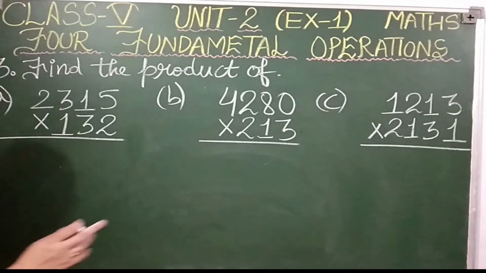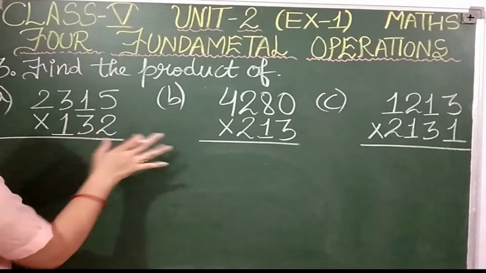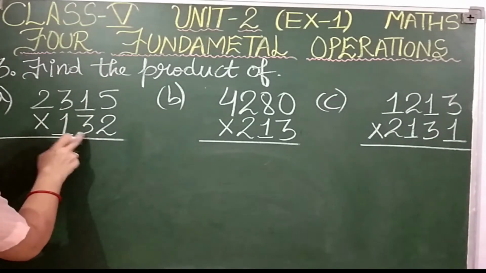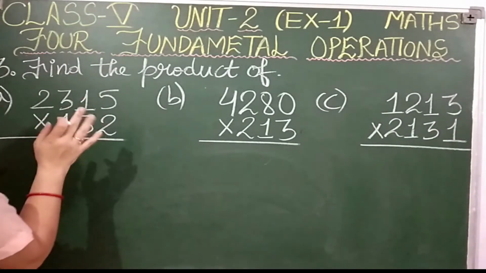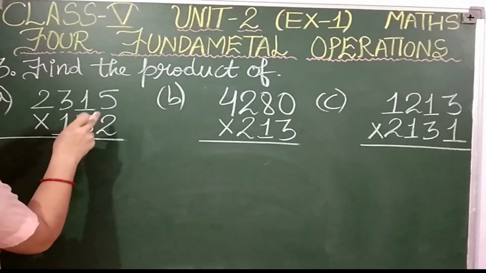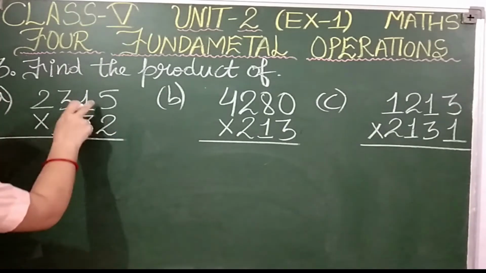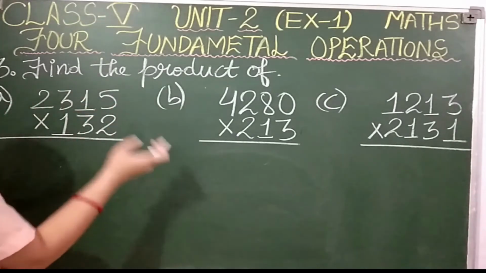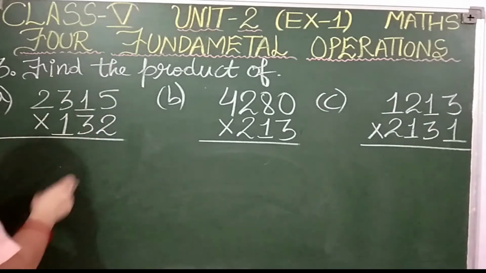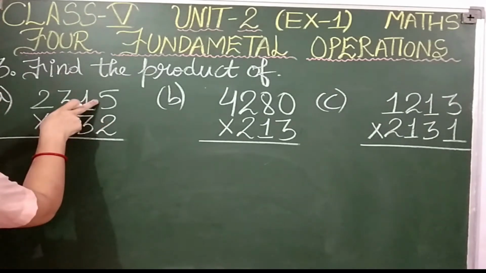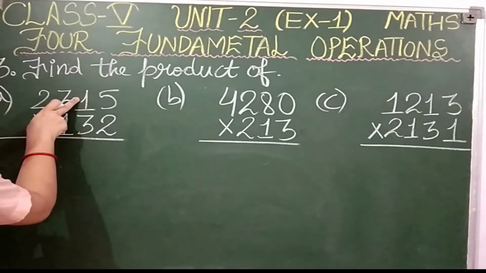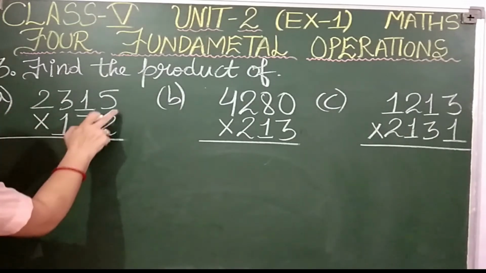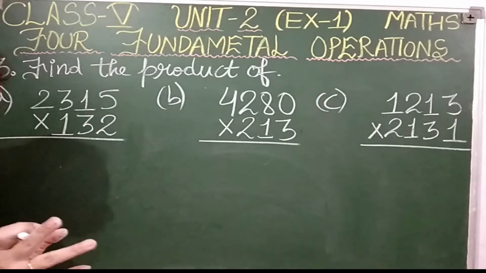Now how to multiply, students? See here, check the place value: ones, tens, hundreds, thousands. Here ones, tens, hundreds. First we have to take the ones digit. This ones digit will multiply each and every digit written at the top, at their respective place values. So here this 2 will multiply 5, then it will multiply 1, then 3, and then 2. Means the ones digit will multiply all the digits which are written at the top.